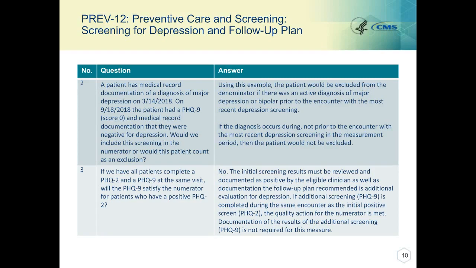The answer is no. The initial screening results must be reviewed and documented as positive by the eligible clinician, as well as documentation that the follow-up plan recommended is to do additional evaluation for depression. If additional screening, such as PHQ-9, is completed during the same encounter as an initial positive screen of a PHQ-2, as an example, the quality action for the numerator is met. Documentation of the results of the additional screening is not required for this measure.